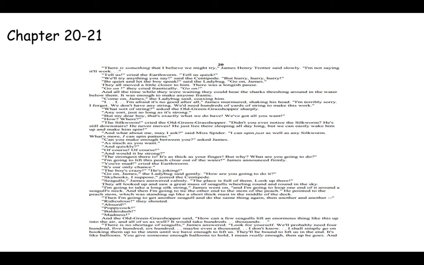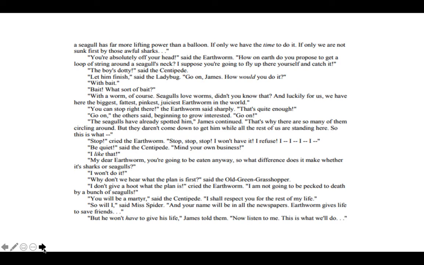It's like balloons. You give someone enough balloons to hold, I mean really enough, then up he goes. And a seagull has far more lifting power than a balloon. If only we have the time to do it, if only we are not sunk first by those awful sharks.